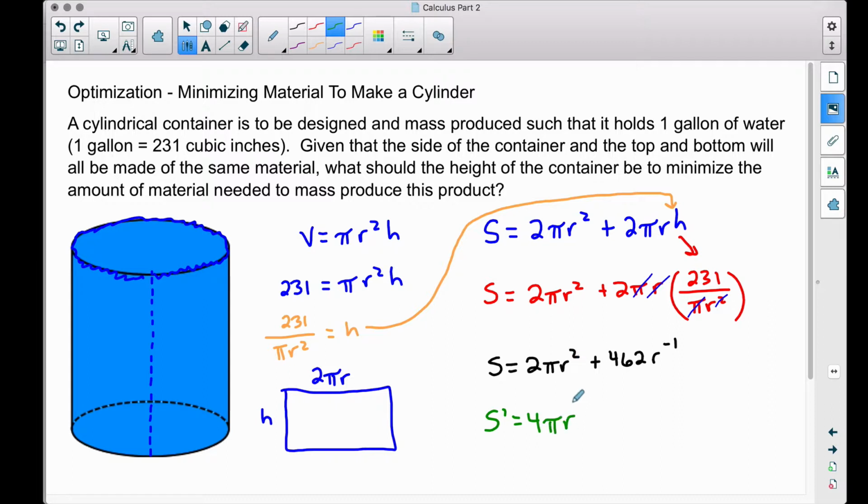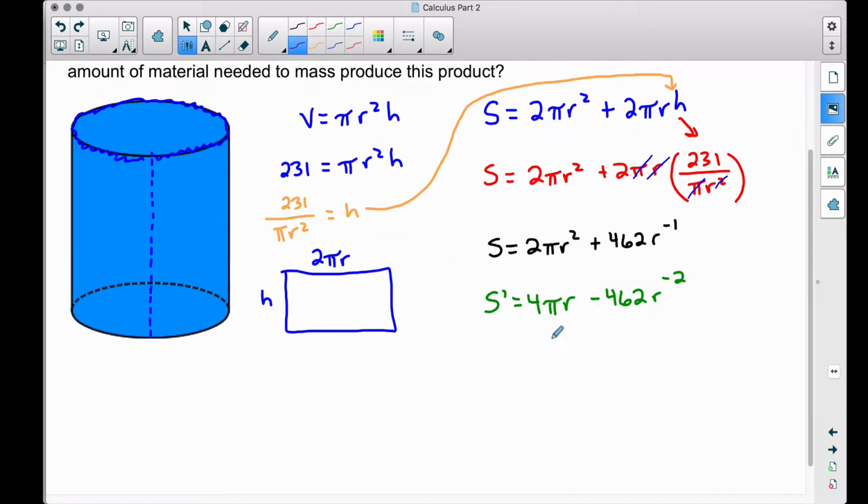r to the first now. Just going to write an r there. And doing the same thing with our power rule here. Negative 1 times 462 is negative 462, and subtracting 1 from our exponent, we have r to the negative 2. Let's now set this derivative equal to 0, and I'm going to also clean up or rewrite this second piece over here. I'm going to write it as 462 over r squared.